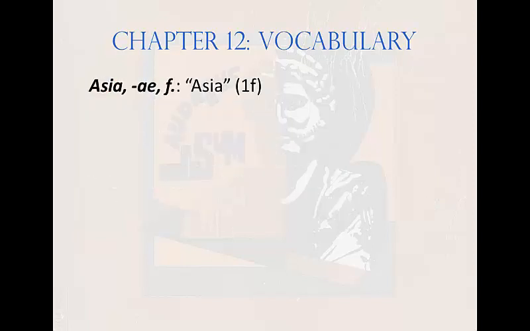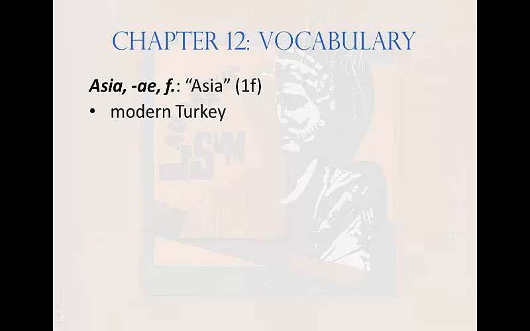The next word is Asia, Asiae, feminine, meaning Asia. It's a first declension feminine noun. The name Asia was originally attached only to the peninsula we know as Turkey. This part of the world has some of the oldest evidence for human habitation, and thus the ancient Greeks and Romans, understanding the deep antiquity of this place, made it the setting of some of their oldest myths, like the story of the Trojan War.